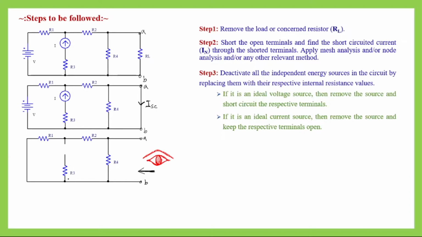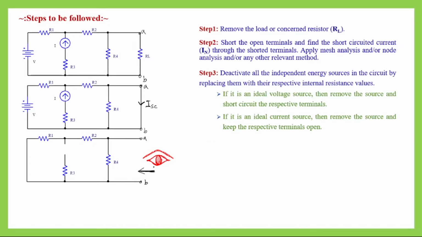As per this network, this path is a discontinuous path, so here we will not consider R3, rather R1 and R2 are connected in series. First we will find the equivalent resistance of this series path, and then with that equivalent resistance R4 will be connected in parallel. By applying the formula of equivalent resistance of a parallel path, we will find the equivalent resistance, and that will be the internal resistance of the whole network with respect to these two terminals when we are looking from this side.